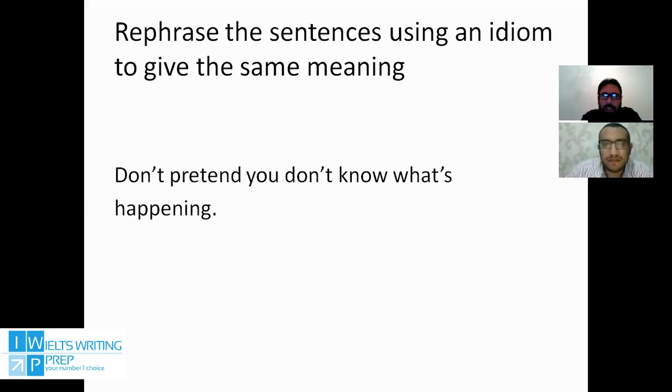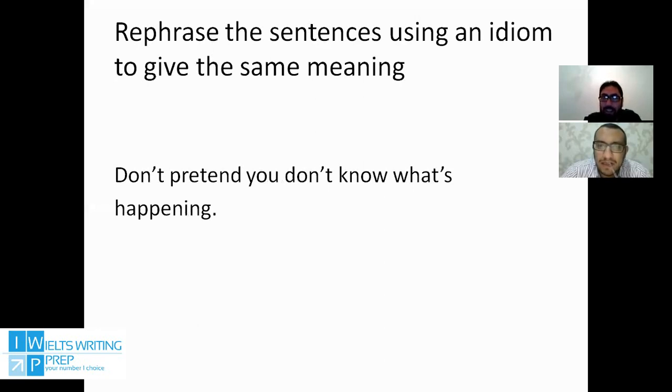Don't pretend you don't know what's happening. Don't sit on the fence. Okay. You probably thought of another way of using it. What do you think the person's doing? The person knows what's happening, but is pretending they don't know. Turn a blind eye, yeah? Don't turn a blind eye to what's happening. Yeah, so basically we're telling somebody you know what's happening, but you're just pretending that you don't.